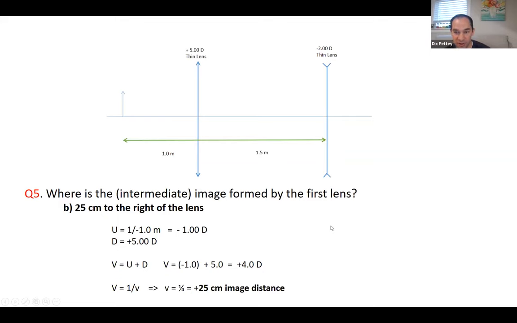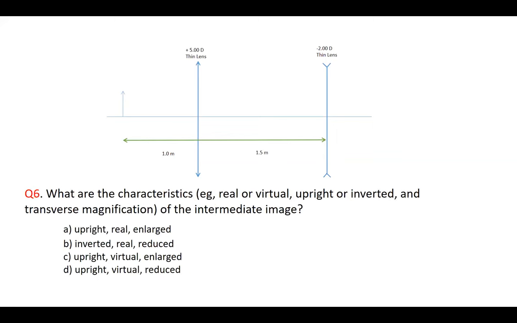Tyler, are you available? Yeah. Okay, so for question six, can you tell us what your answer was and how you got that answer? So I think the answer was B. It is real because it's a converging lens, so light actually passes through that point. If you draw the central ray from the tip of the object through the center of the 5-diopter thin lens and beyond, the image will be inverted. And then by process of elimination, I got reduced. But if you do the magnification equation, which states the image distance divided by the object distance, it should also be smaller.